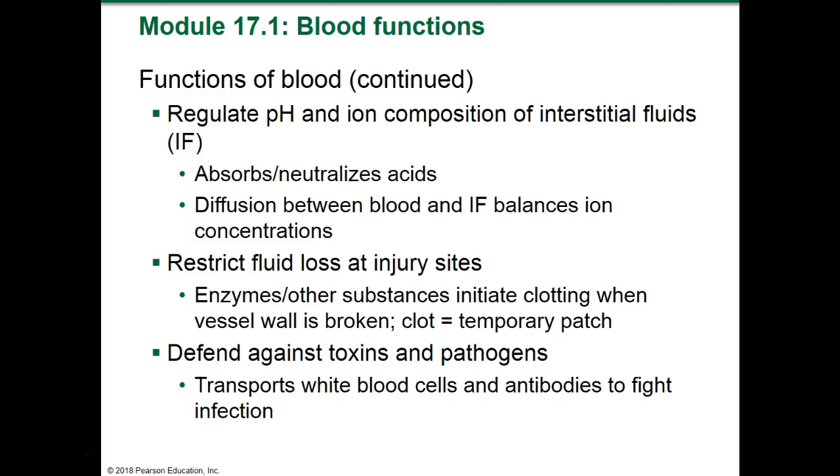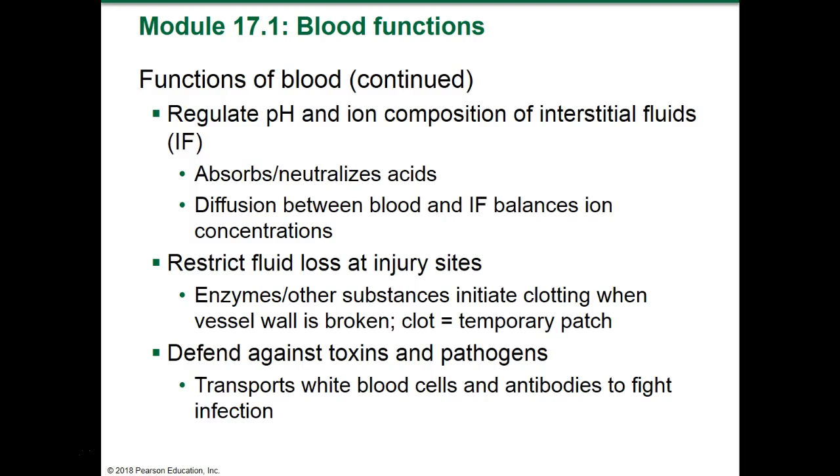In addition, the blood's going to be important for regulating pH and ion composition of your interstitial fluids. And these are the fluids that are in between your cells. So here we're going to absorb or neutralize the acids because most life processes operate within a really narrow range of pH. And we'll talk about that in a subsequent chapter as well. In addition, you've got diffusion between the blood and the interstitial fluid and balancing of ion concentrations there.